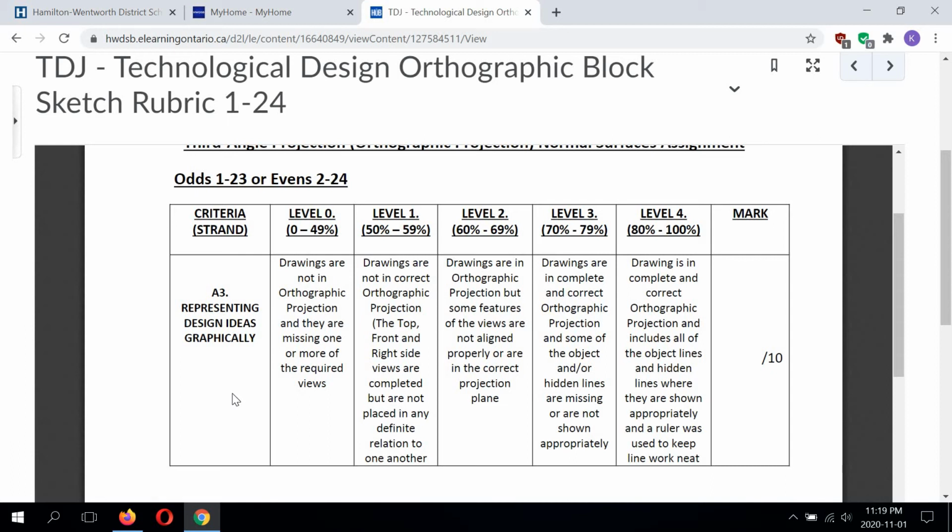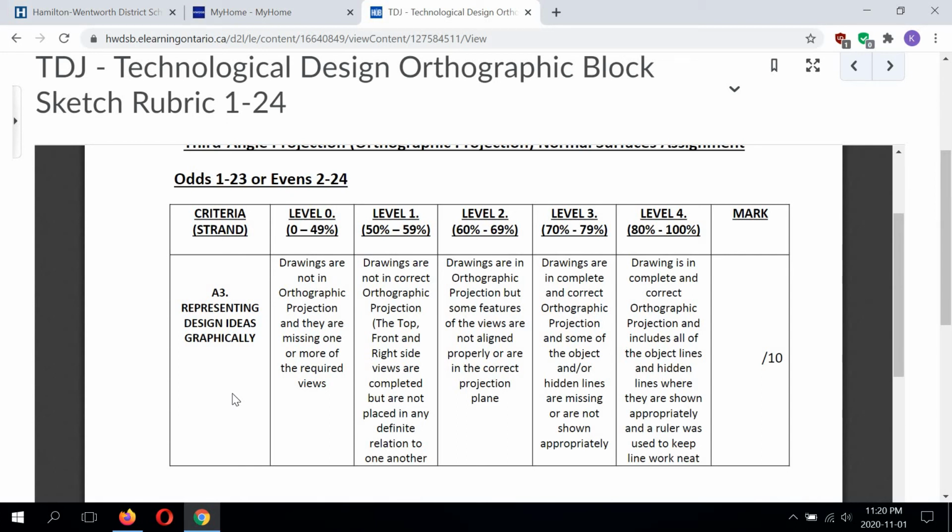Level 2, drawings are in orthographic projection, but some features of the views are not aligned properly or are not in the correct projection plane. So, that could mean that you've drawn a left side view instead of a right side view. That may mean that you've actually drawn a view pointing the opposite way, and the view might be slightly out of alignment with another view. So those are examples of what a level 2 mark would look like.